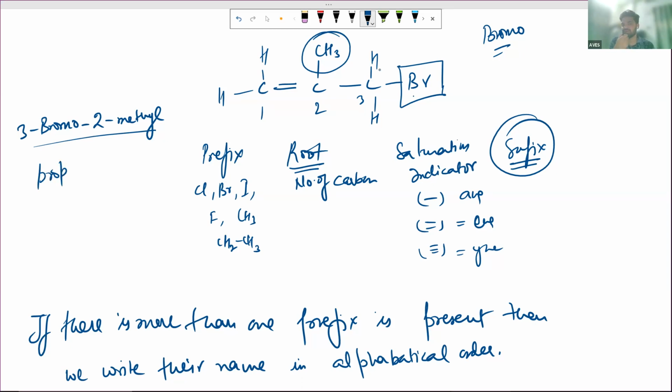Then the saturation indicator. Is there a double bond anywhere? Yes, sir. Where? But we don't know the first carbon. If it is between first and second, then we will consider it at first. The lower number will be good. So we'll have prop. If it is on the first carbon, we don't mention its position. If it is suppose here, then we'll write 2-ene. But since it is on the first carbon, we don't write its position. Then we'll write propene. So, 3-bromo-2-methylpropene.